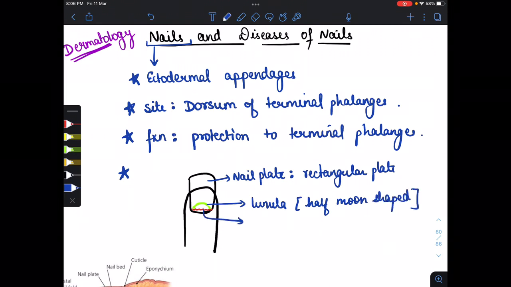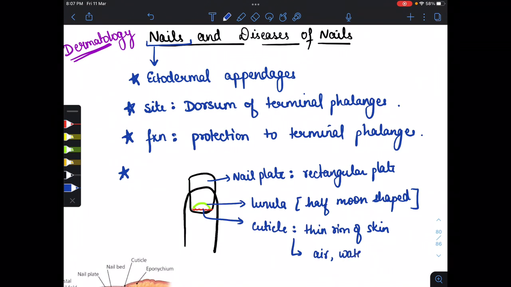Now this thin skin on the nail is known as the cuticle, and it is a thin rim of skin which is attached to the nail, and it basically protects from air, water and light.